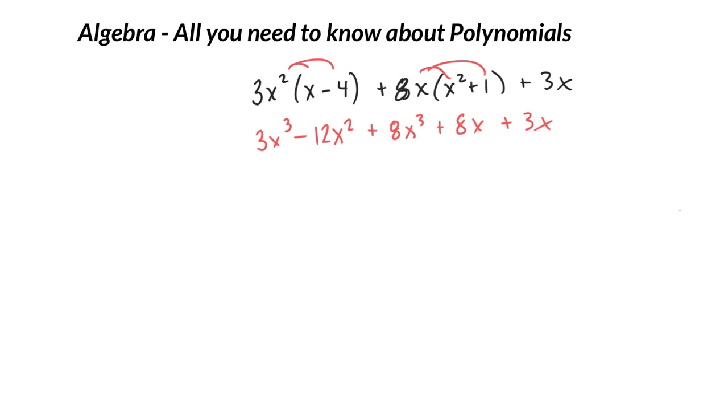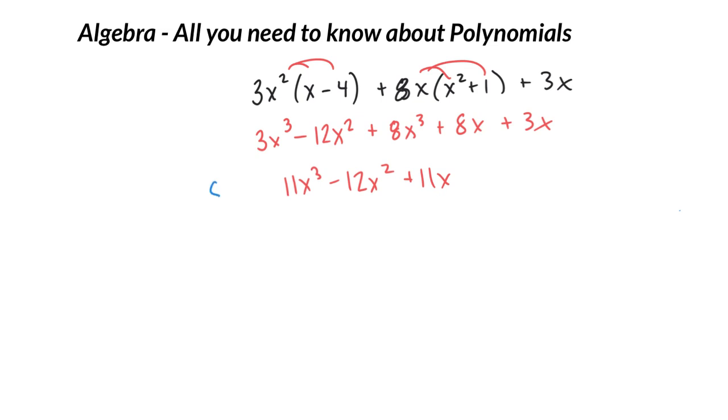Now, I've got to combine my like terms. We want to put these together. A polynomial should have basically one term that represents a power. And in this case, you see right away, I got two terms with x cubed. I got two terms with x. So 3x cubed and 8x cubed is 11x cubed. I don't have another x squared term, just the one. And then 8x and 3x is 11x. So this is now my standard form.